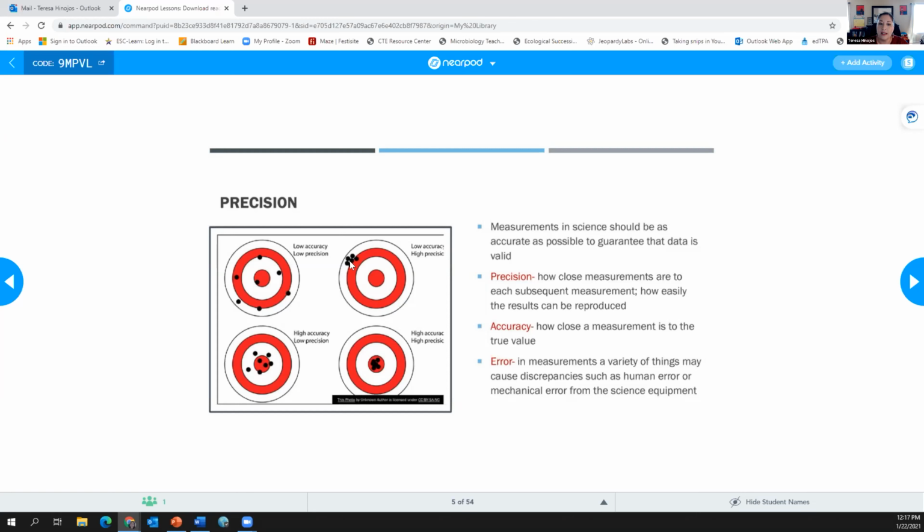So precision, in this case here, if they're all together, that's precise, but notice none of them hit the bullseye, so they weren't accurate, right? And this one over here, they were all together and they were all in the bullseye, so it was both precise and accurate.